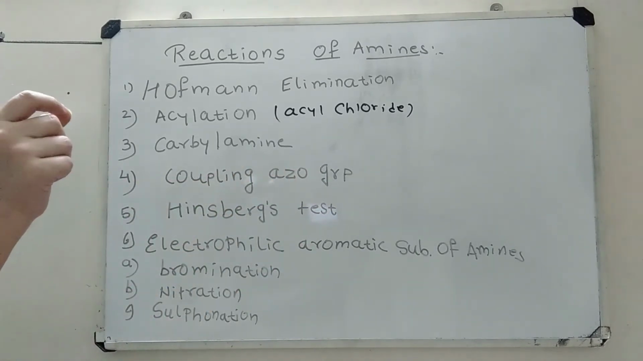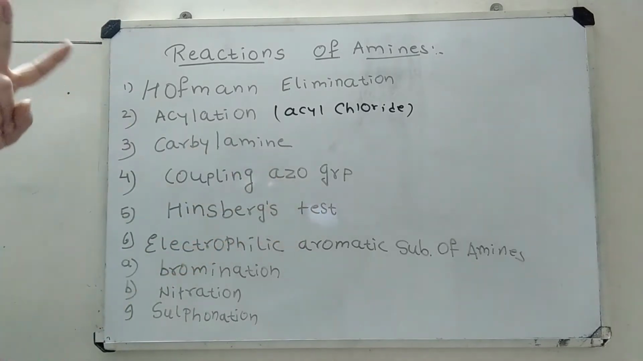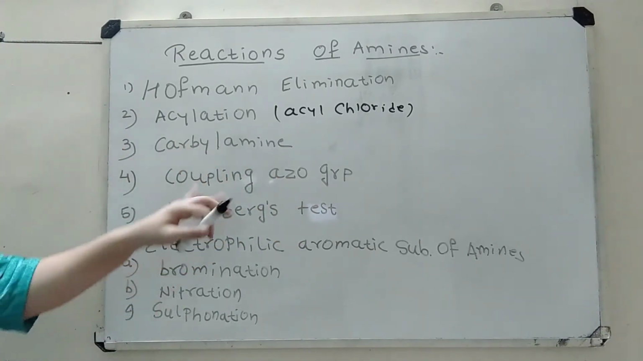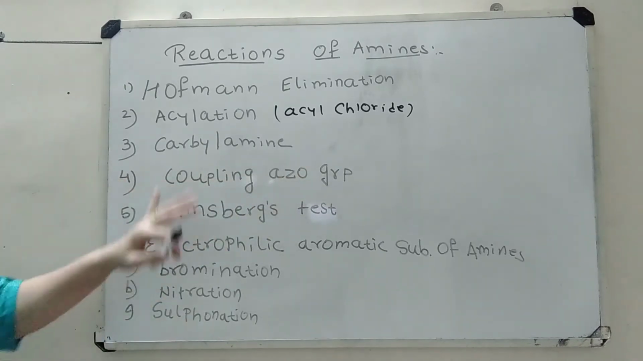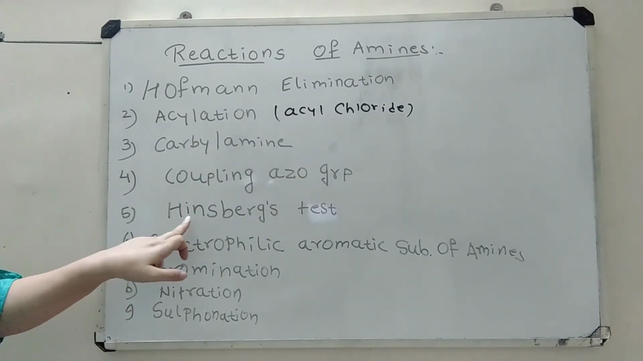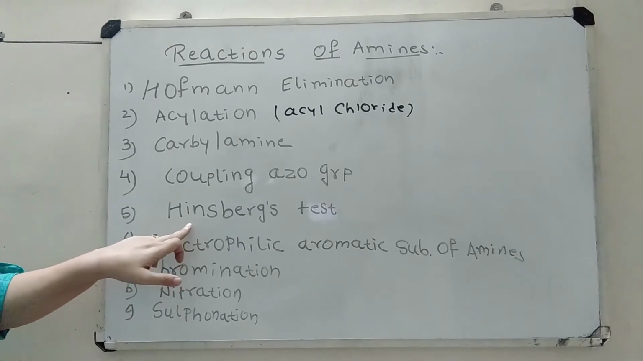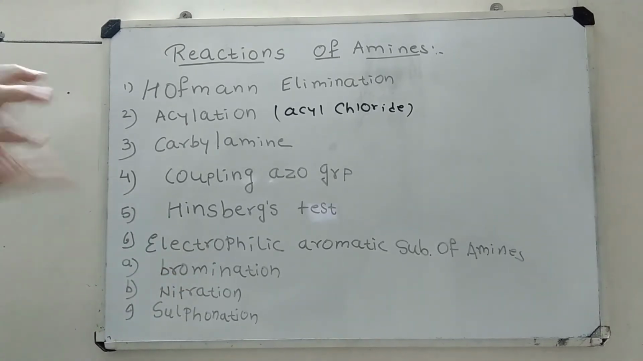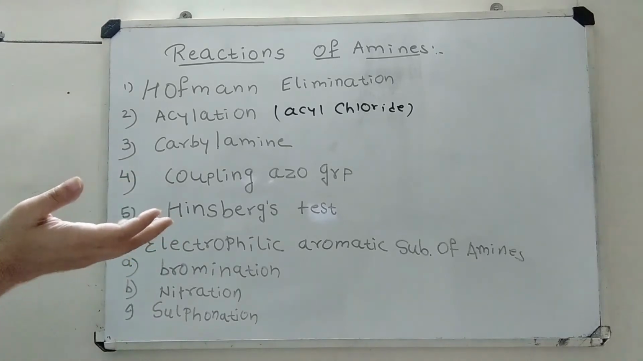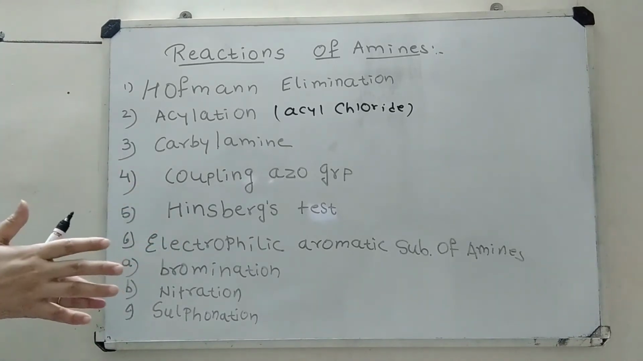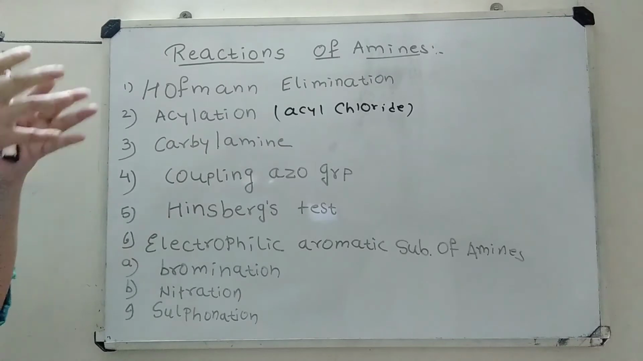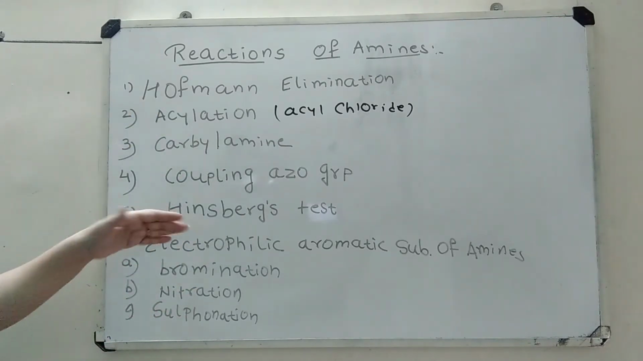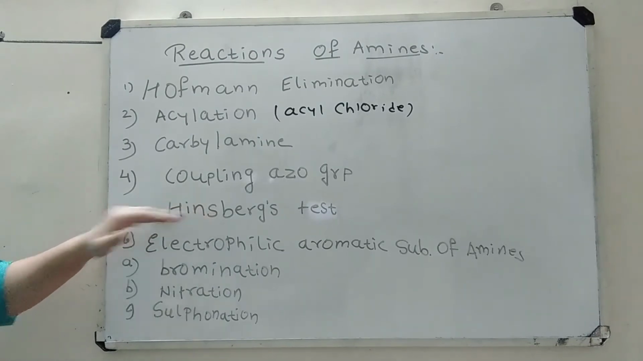Coupling, azo group. Coupling of azo means two nitrogens bonded with each other; whatever is formed is known as the azo group. Hinsberg test. In the Hinsberg test, there is the reaction of the primary or the secondary amine with benzene sulfonyl chloride, and the product we get is known as the Hinsberg test.